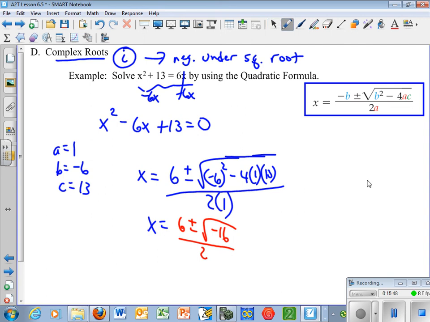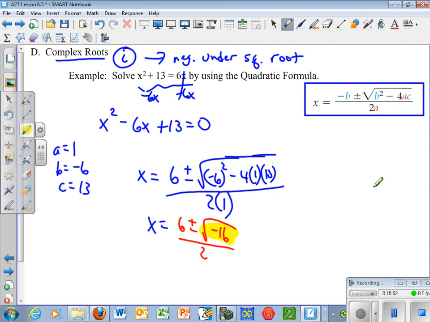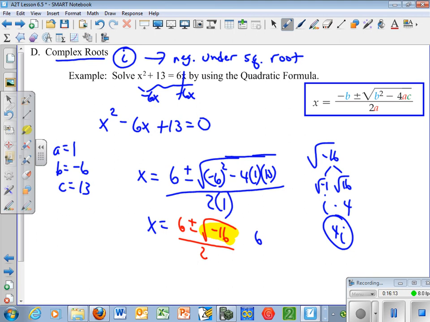Alright, now we look at this. Can I simplify this? Now, it's a square root of a negative, which is going to put the I on there. So if you think about the square root of negative 16, like we did at the end of chapter 5, the square root of negative 1, which is going to produce the I, and the square root of 16. 16 is a perfect square, so the square root of 16 is 4. So we're going to represent that as 4I. So it's 6 plus or minus 4I all over 2.